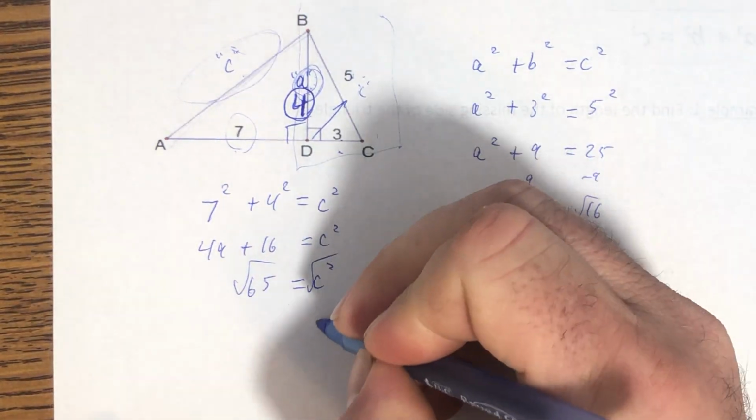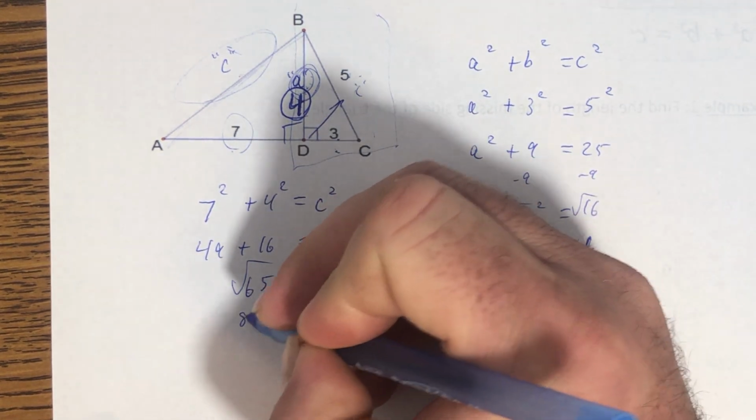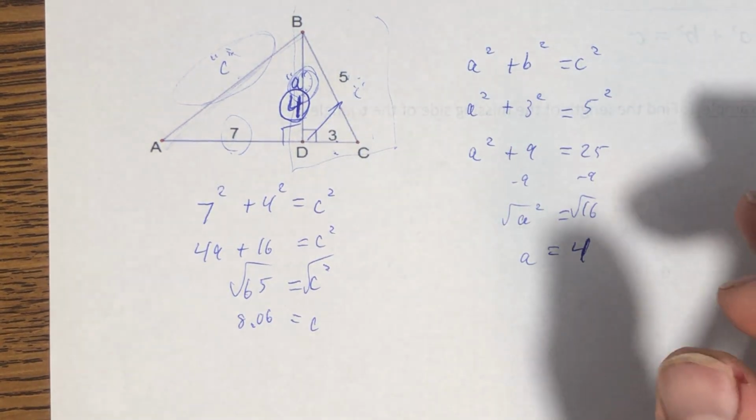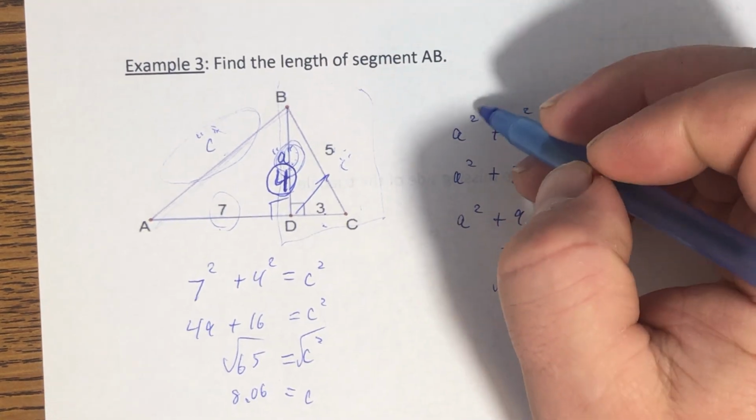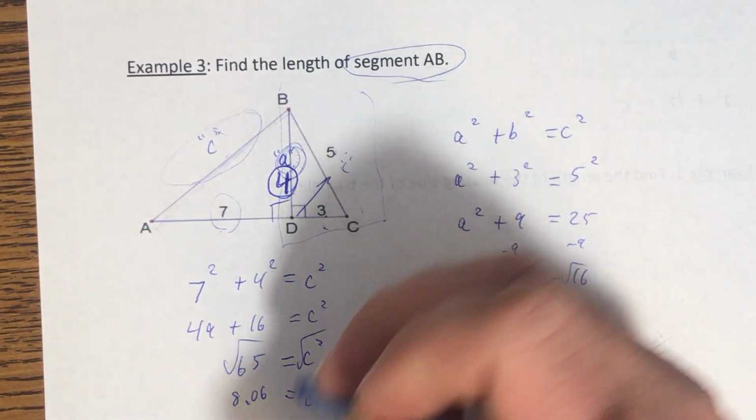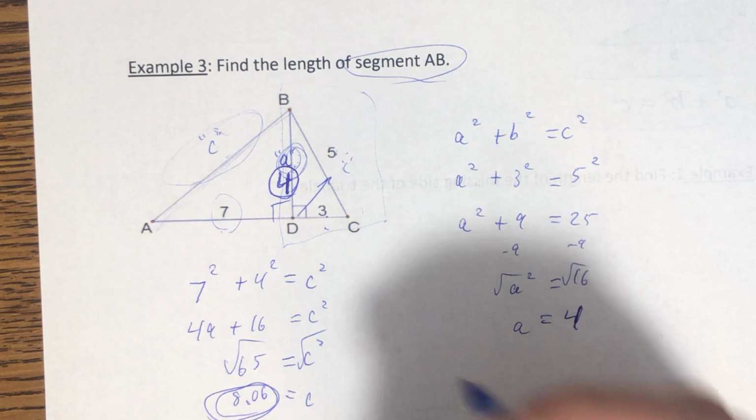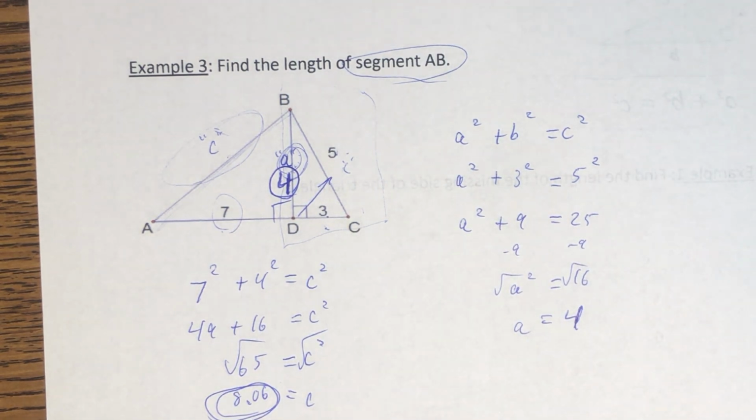So we'll say c is 8.06, which was what we were looking for, the length of segment AB. So segment AB has a value of 8.06.